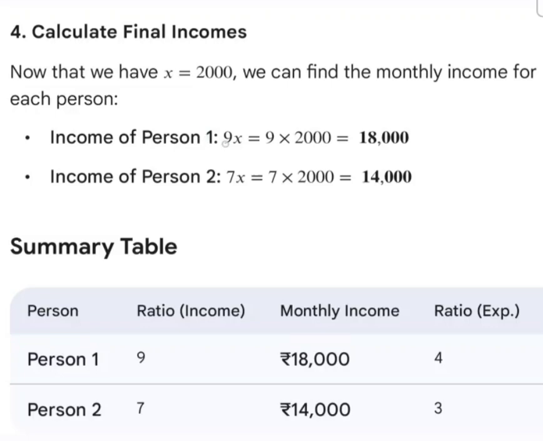Now the income of the first person is 9x. 9 into 2000 equal to 18,000. And the second person income is 7x, that is 7 into 2000 is 14,000 per month.